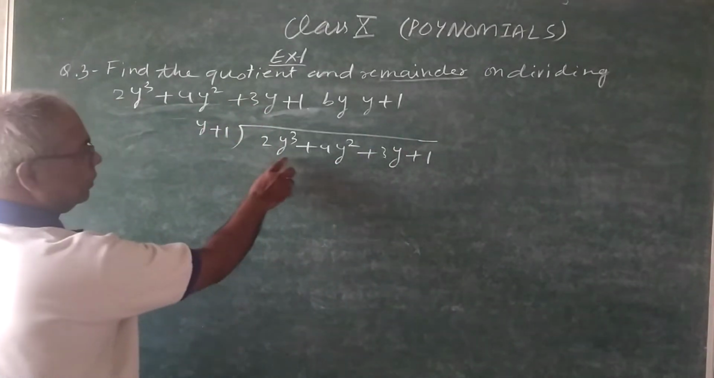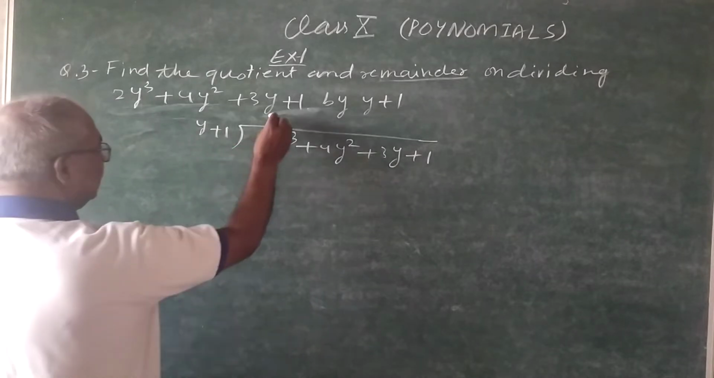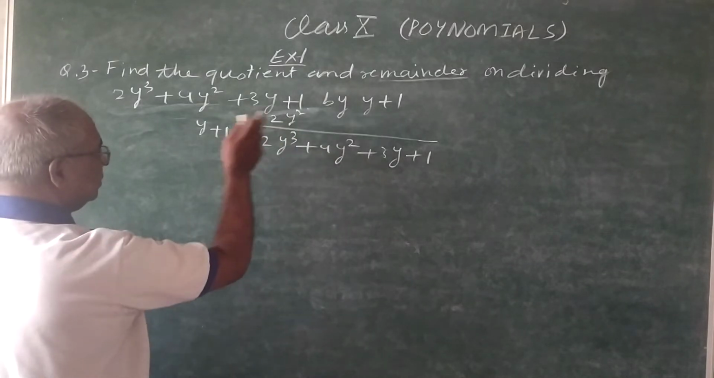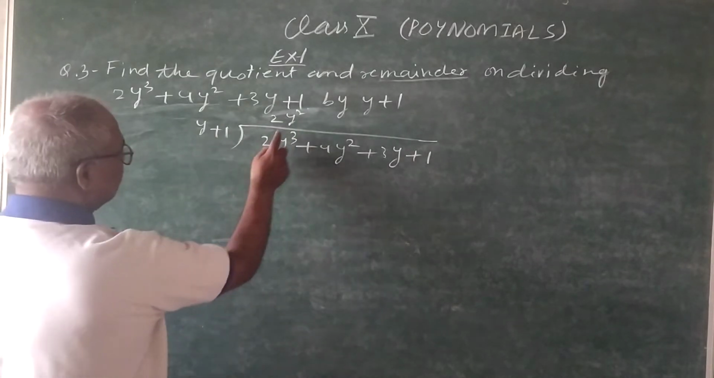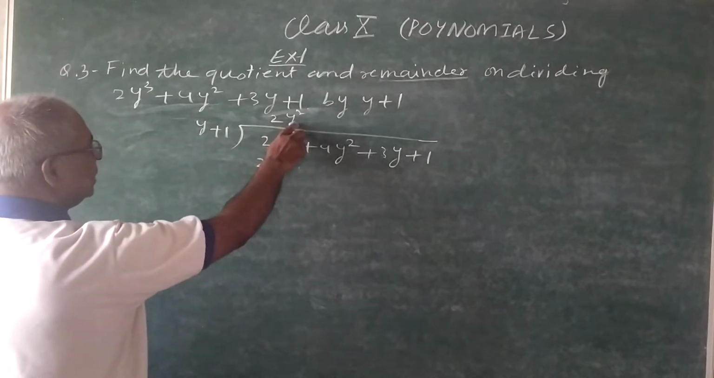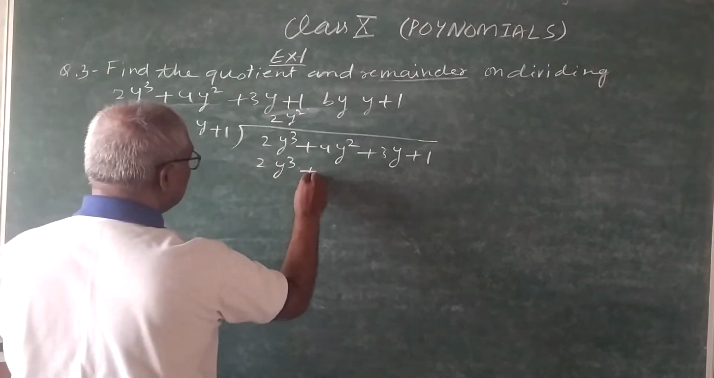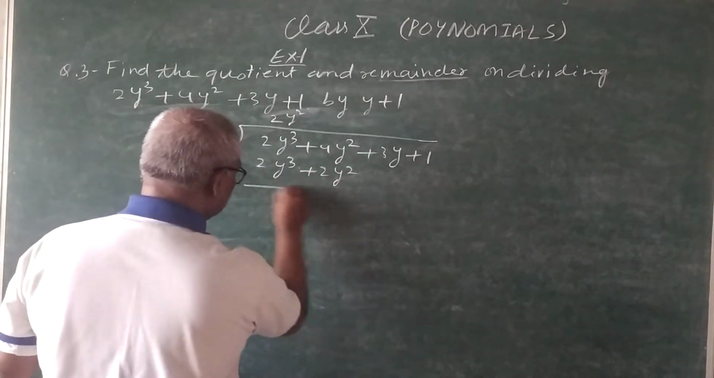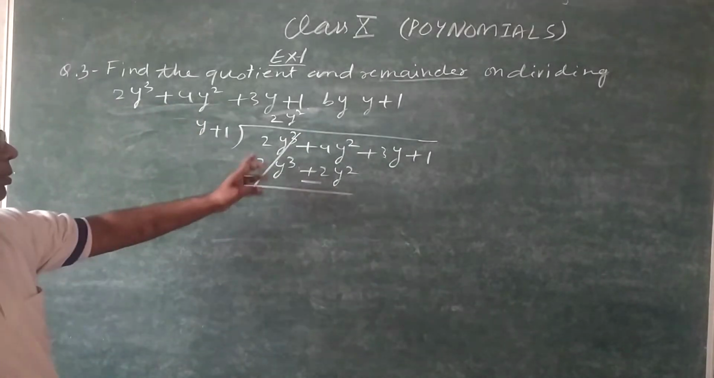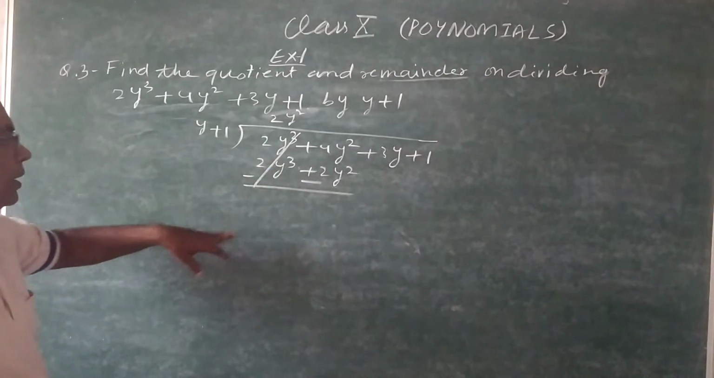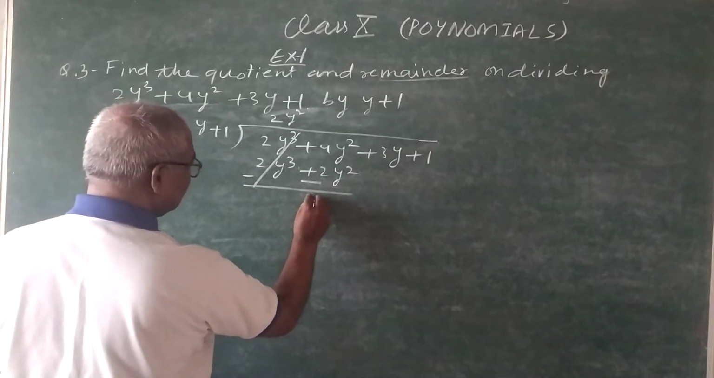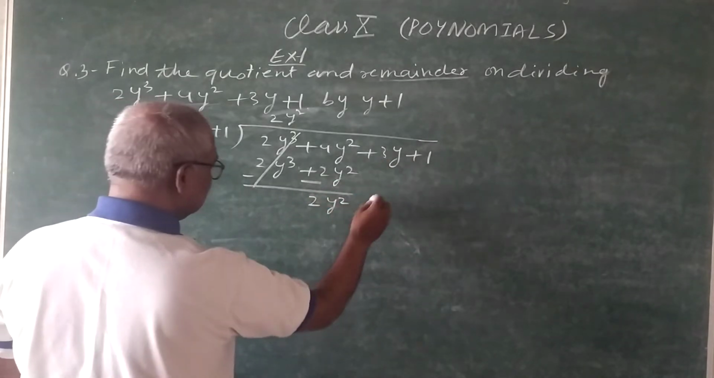First of all, 2y cube divided by y becomes 2y square times. So 2y square, once again multiply to this one. 2y square multiplied by y becomes 2y cube. Now 2y square multiplied to 1 becomes plus 2y square. Now change their sign, minus. So 2y cube and 2y cube cancel each other. Here is plus 4y square and minus 2y square, so it becomes plus 2y square. Now here is plus 3y.